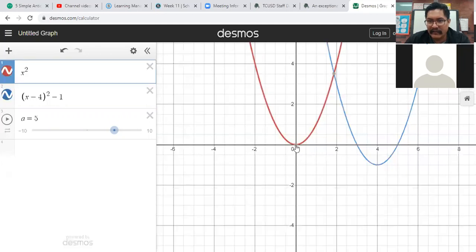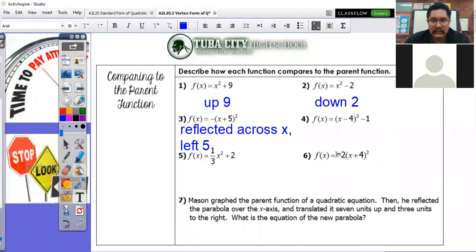So you can see looking at the vertex, (0, 0) and (4, -1). Okay, I can't really make it stay. So let's go ahead and type that in. So right 4, and it is opposite. The inside direction, the h, is opposite.